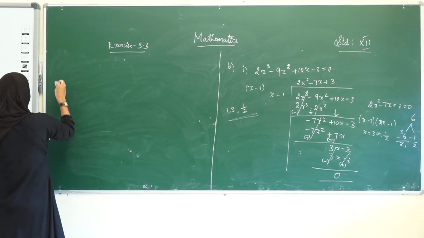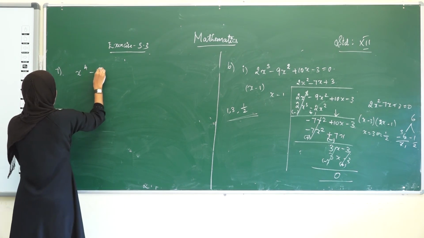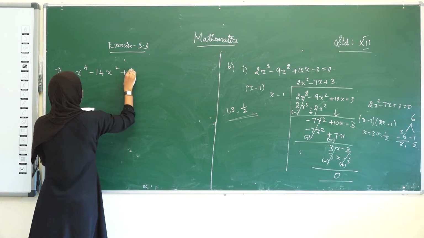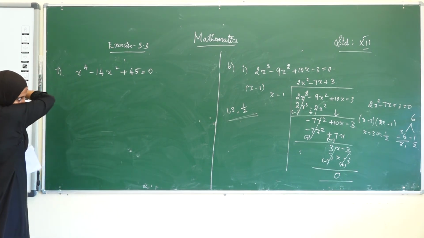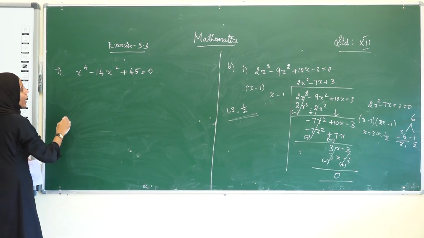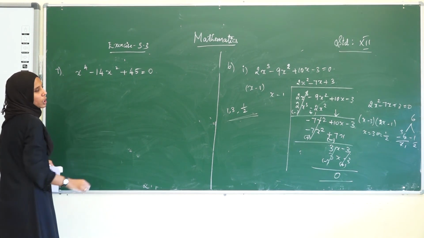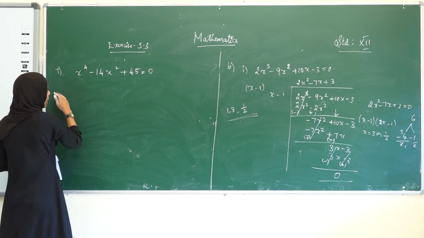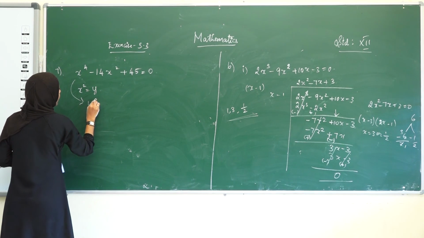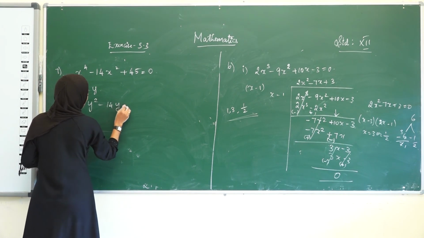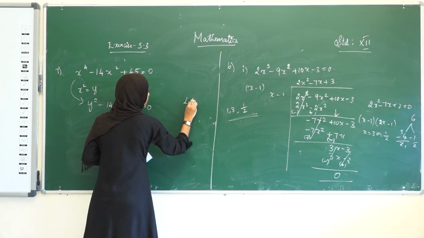The last question. Solve the equation x power 4 minus 14x square plus 45 equal to 0. See, this type we have seen in the last class. If we have all the variables in even powers, what we can do is change the variables. See, let x square is equal to y. The equation becomes y square minus 14y plus 45 equal to 0. So, we are going to factorize this.